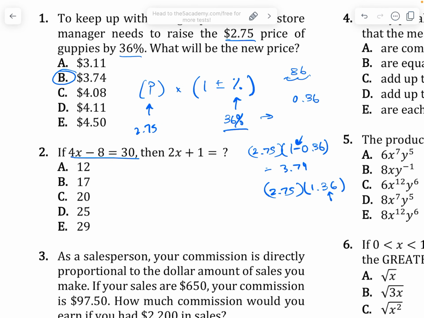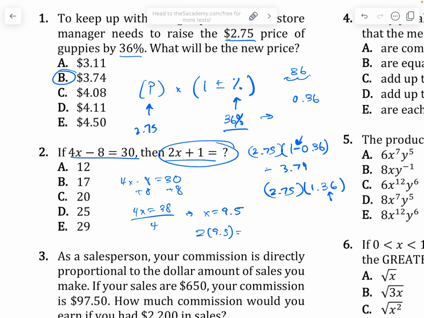If 4x minus 8 is this, then what's 2x plus 1? 4x minus 8 equals 30. Let's add 8 on both sides. 4x equals 38. Divide by 4 on both sides. Do that on my calculator. 9.5. Now x is not, 9.5 is not your answer. We have to plug it into this. 2 times 9.5 plus 1. If you do it on your calculator, you get 19 plus 1 is equal to 20.